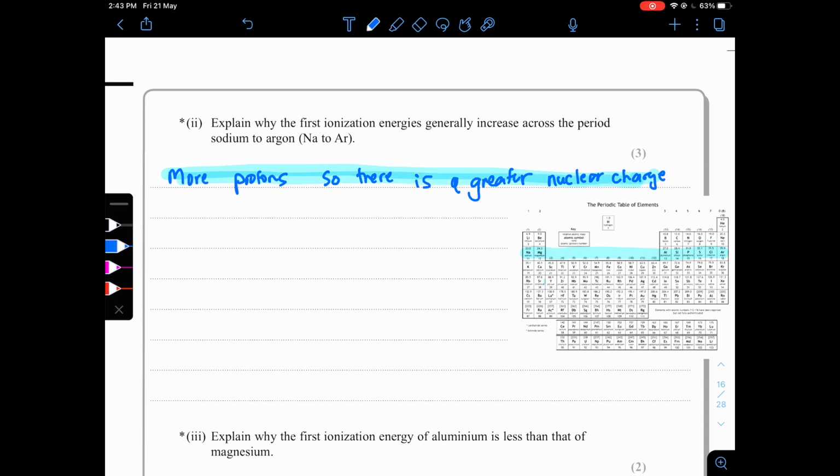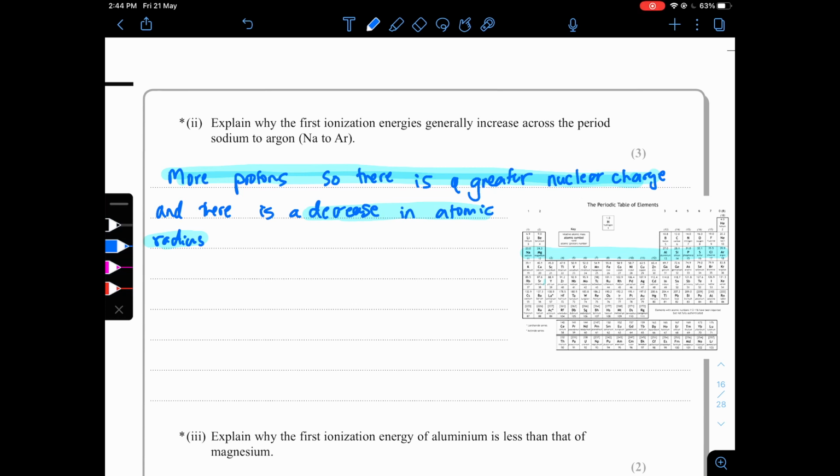Okay. Second, what else can we say? There is a decrease in the atomic radius, right? We can talk about not the ionic radius, the atomic radius. So we can say the more protons, so there's a greater nuclear charge, and there is a decrease in atomic radius. Now I want to clarify, this is atomic radius, not the ionic radius. So atomic radius is decreasing, right?